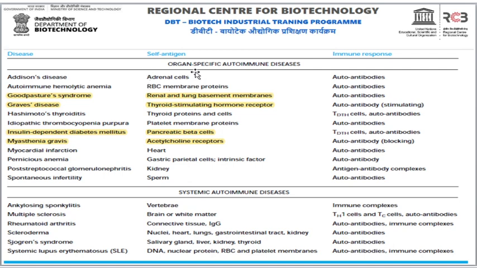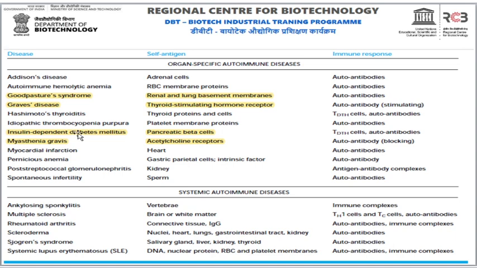If you take Addison disease, the self-antigen will be present in the adrenal cells, specifically in the adrenal medulla. Next, in autoimmune hemolytic anemia, the self-antigen will be present on the RBC membrane protein, and in Goodpasture syndrome, the self-antigen will be present on the renal basement membrane and lung basement membrane. In Graves disease, the self-antigen will be present in the thyroid stimulating hormone receptor. In Hashimoto thyroiditis, the self-antigen will be present in the thyroid protein and thyrocytes.